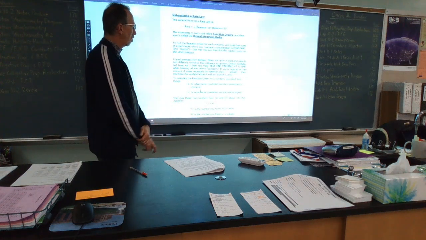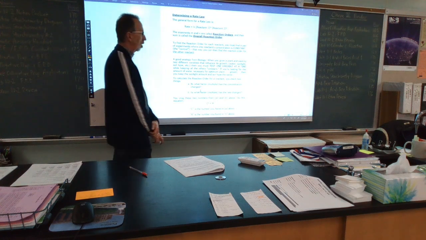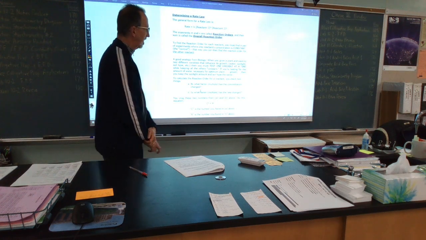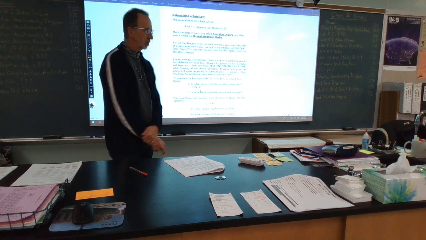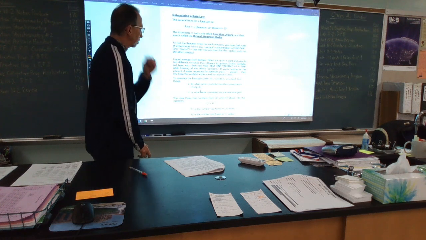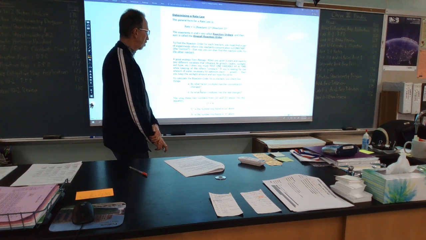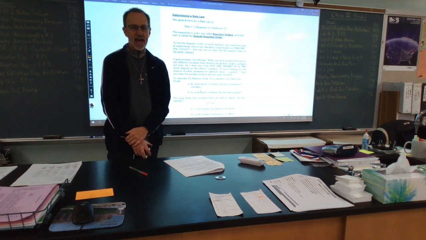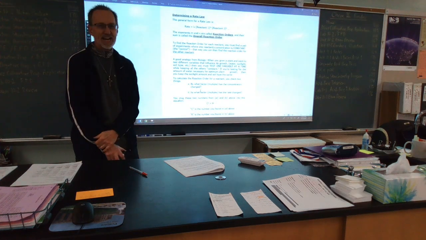To find the reaction order for each reactant, you must find a pair of experiments where one reactant's concentration is constant. This is what we were looking at in the data table just a little bit ago. That is the control. That way you can then find the reaction order for the other reactant. So here's a good analogy from biology.